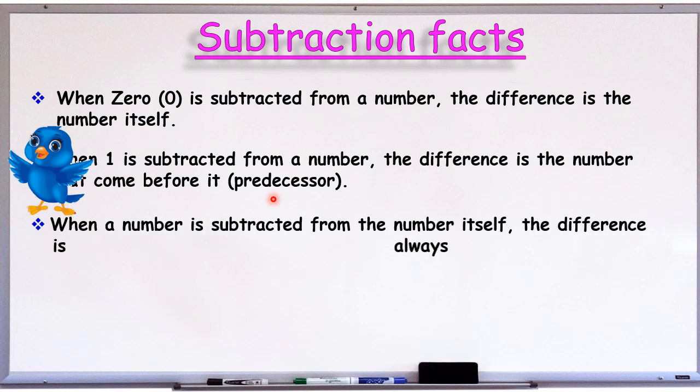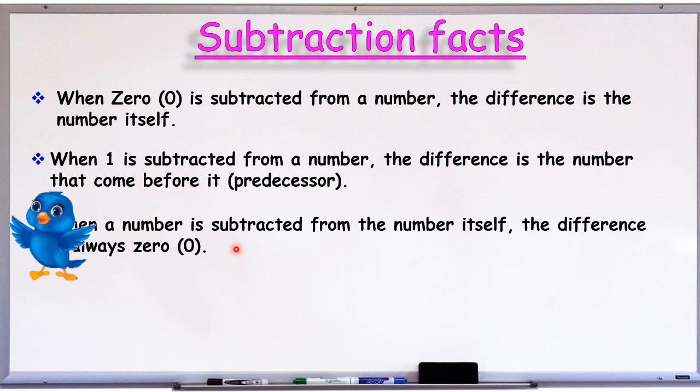Now see, what is our third fact? When a number is subtracted from the number itself, the difference is always 0. For example, 6 minus 6, 0. 7 minus 7, 0. 15 minus 15, 0. So this proves that when a number is subtracted from the number itself, the difference is always 0.